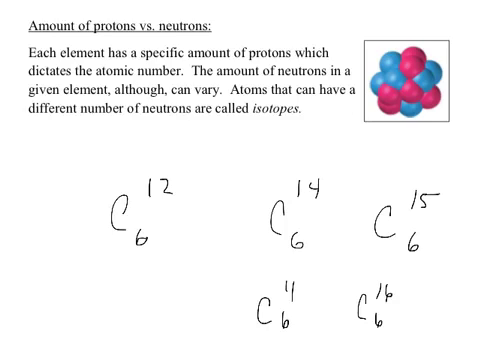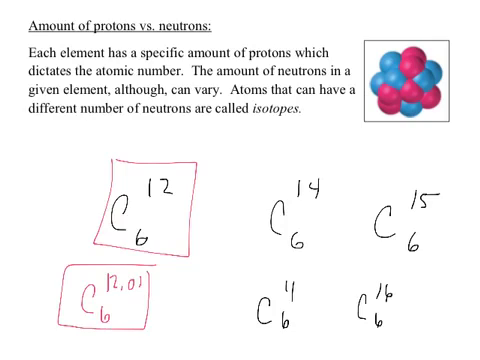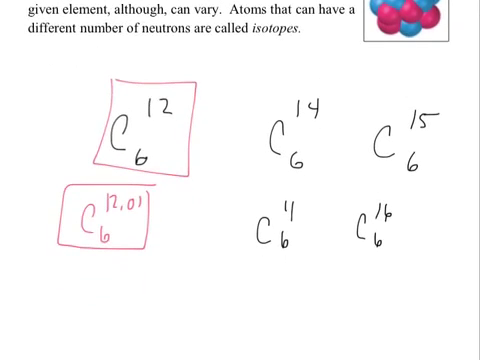When you look on the periodic table, you don't see carbon-12. What does the periodic table show? This is the most naturally occurring, the simplest form. It shows carbon 12.01. What is that all about? How did we get 12.01?